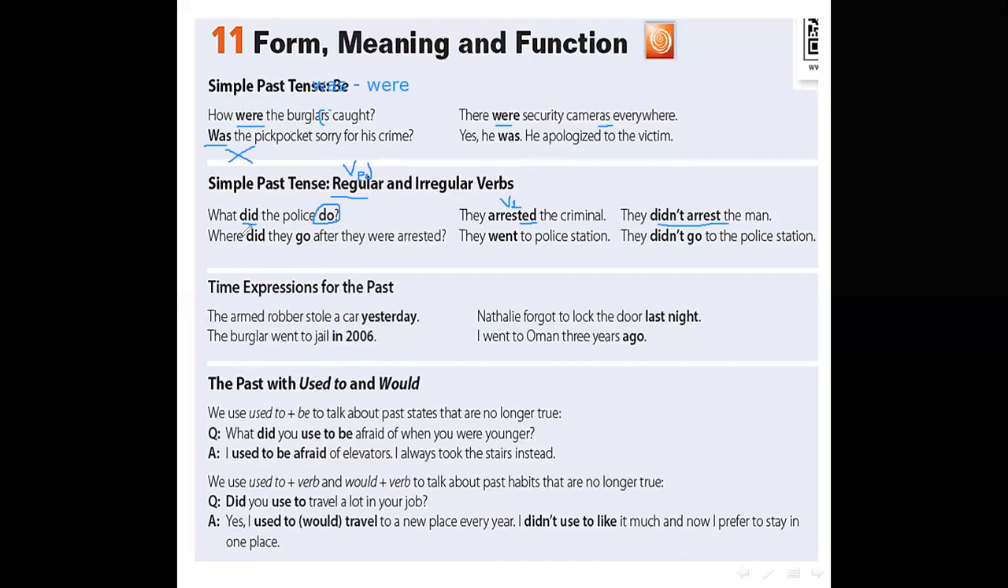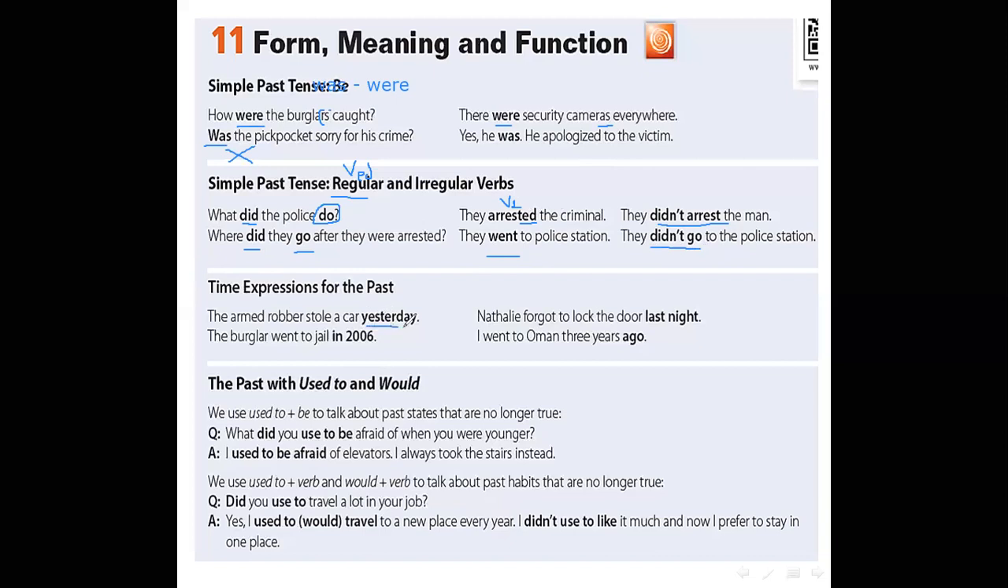Okay? Where did they go after they were arrested? Where is the main verb? Excellent, go. It is a base form of the verb. Why? Because we used did. This is the question. What about the positive? They went to the police station. Change this sentence into negative. Okay, they didn't go. Didn't plus base form, the base form of went is go. Clear now?